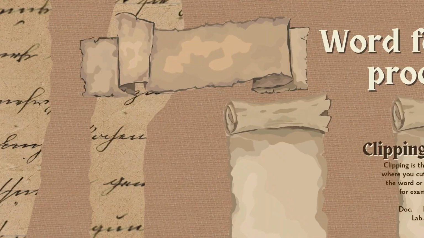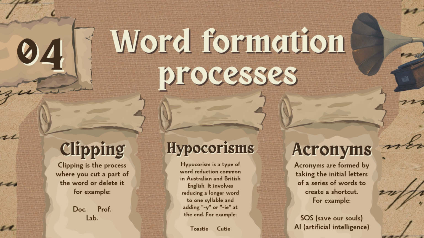And for our next word formation processes, we have clipping, hypocrisms, and acronyms. Clipping is the process where you cut a part of the word or delete it. For example, we have doc, prof, and lab. Hypocrism is a type of word reduction common in Australian and British English. It involves reducing a longer word to one syllable and adding y or ie at the end. For example, we have toasty and cutie.